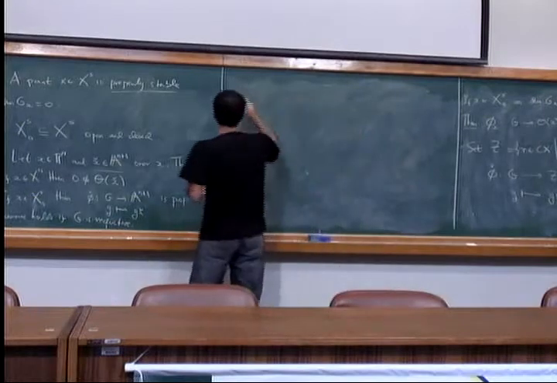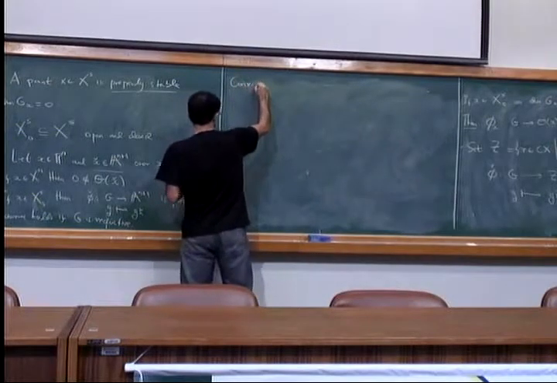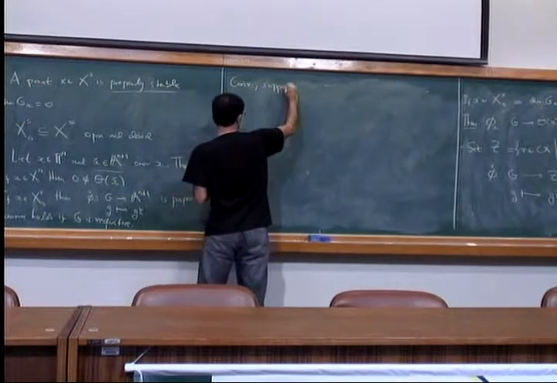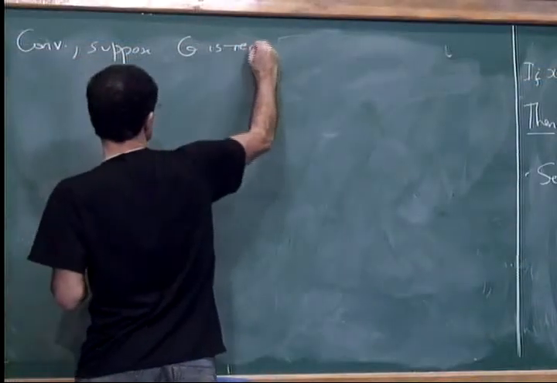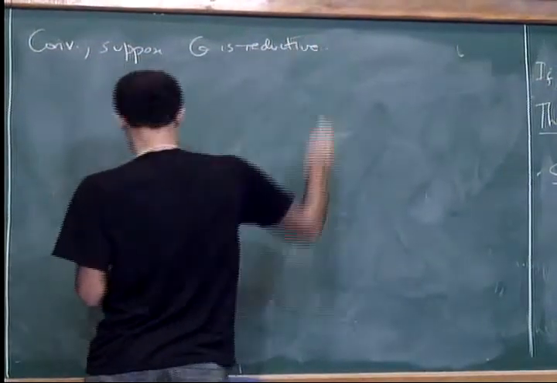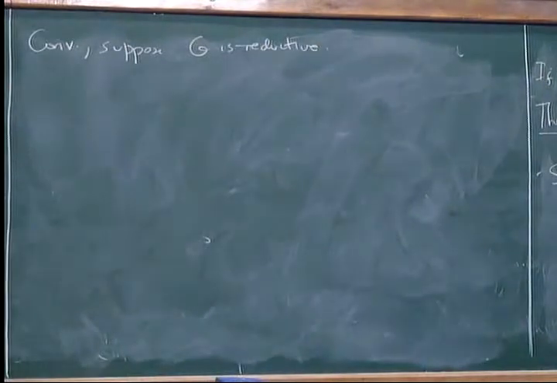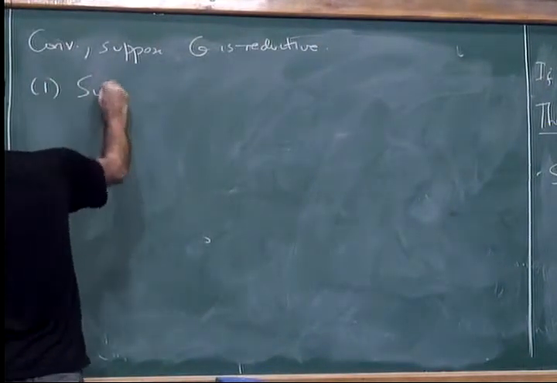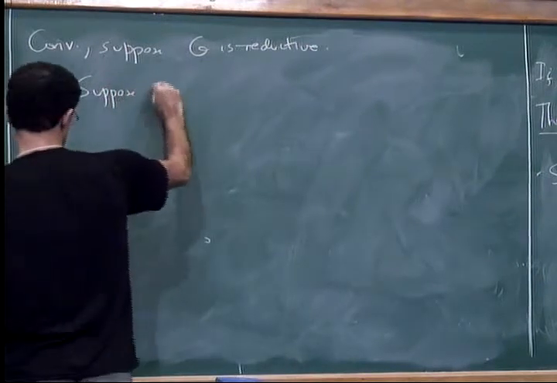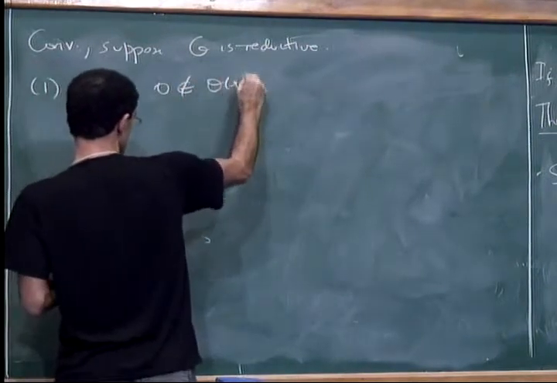So conversely, suppose G is reductive. And let's look at the first statement. So suppose 0 does not belong to the closure of the orbit.